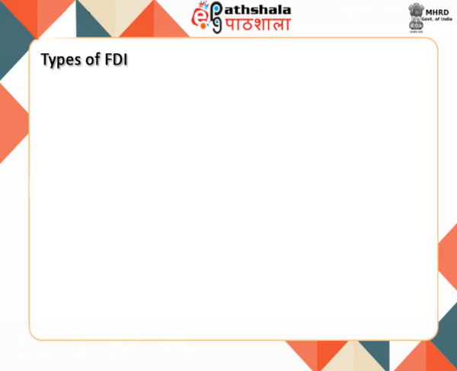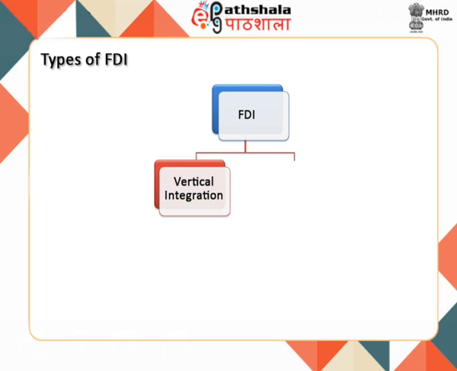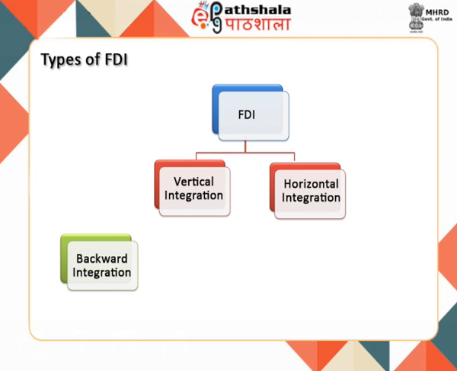Let us now move on to the different types of FDI. It may be in the form of vertical integration or horizontal integration. Firms specialize only at some stages of the production process. Vertical integration occurs when a firm internalizes those stages of the production process which it currently does not undertake. It may be backward or forward integration.